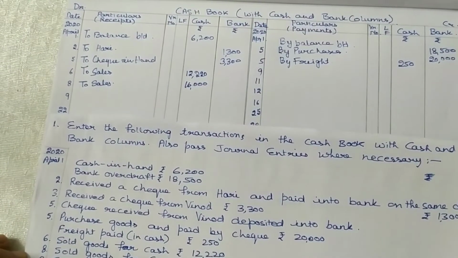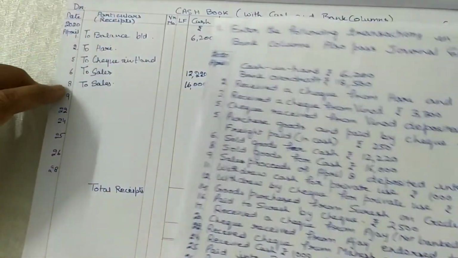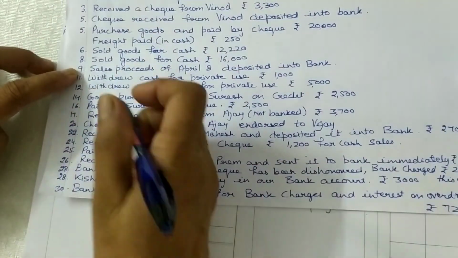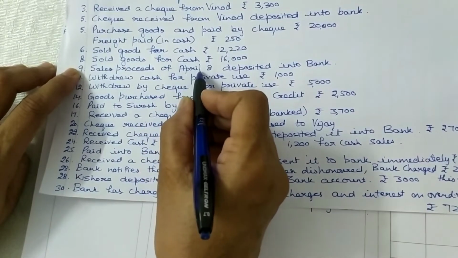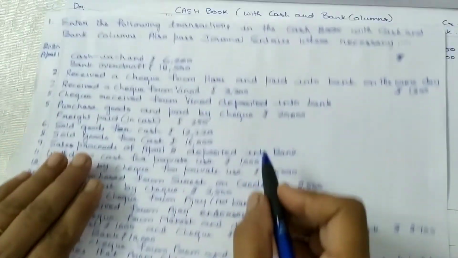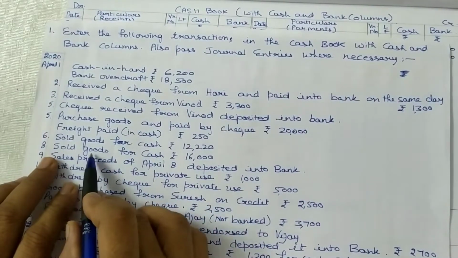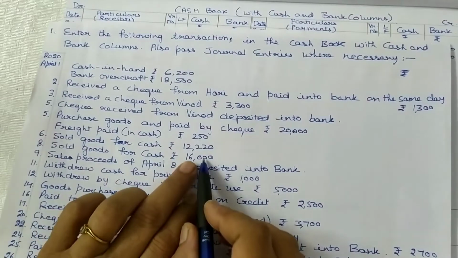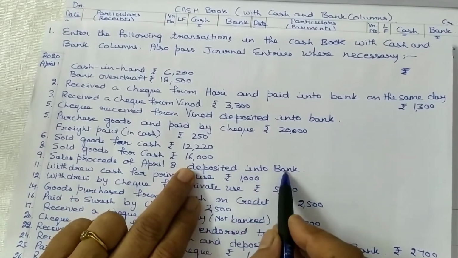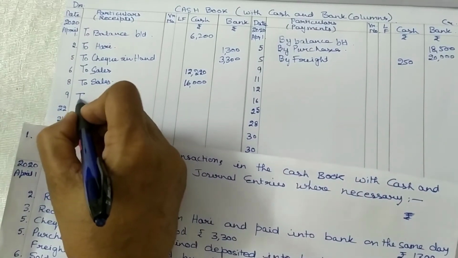Next transaction is sale proceeds of April 8 deposited into bank. It means the sold goods for cash on 8th date, 16,000, this amount is deposited into bank. So contra entry: bank account debited to cash.